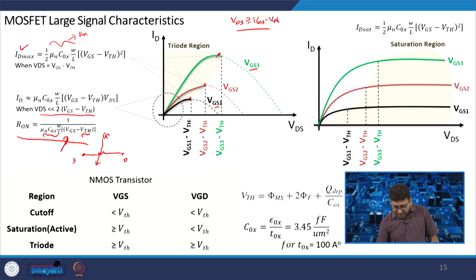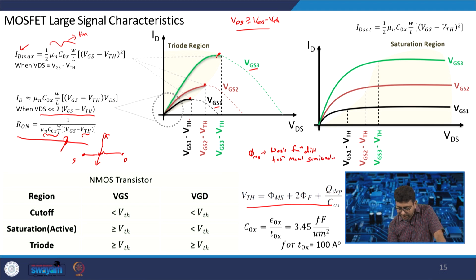Here the threshold voltage equation is given by phi ms, where phi ms is the work function difference between metal and semiconductor, because at the gate you have a metal and semiconductor junction, and that will add a difference, the work function difference phi ms. So, your VTH depends upon that phi ms value.